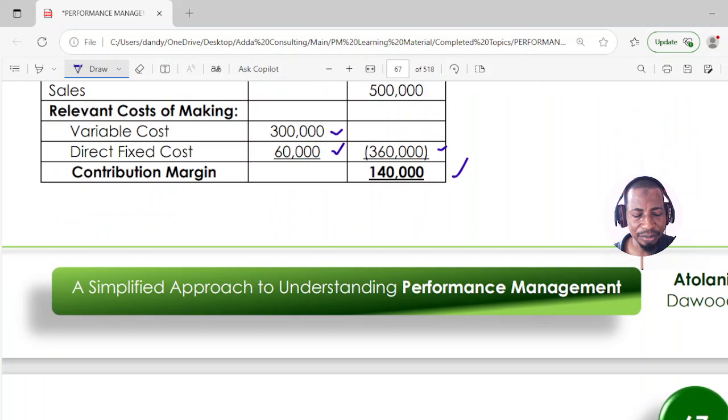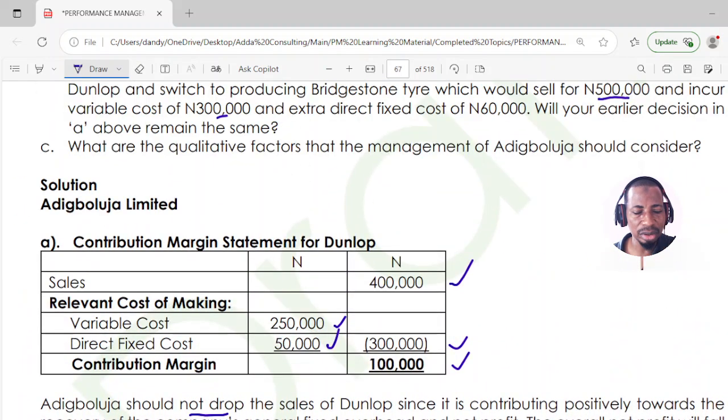So which is better? Then part C of the question, you are asked, what are the qualitative factors that the management of Adigbolujá should consider? Whenever you are given a question on the day of your exam, under deleting of a segment or in any other areas as far as short-term decision is concerned, your qualitative factors should be linked with the question. You need to relate your qualitative factors with the question. Don't make it too generic. Don't just memorize the qualitative factors and dump it for your examiner. No, you need to relate with the question.